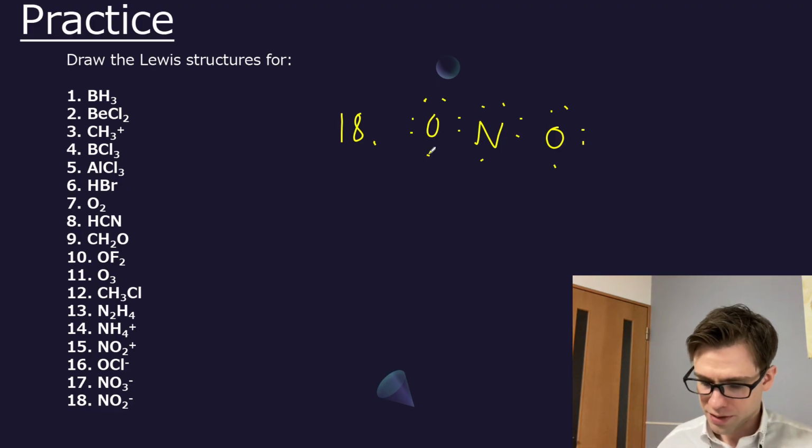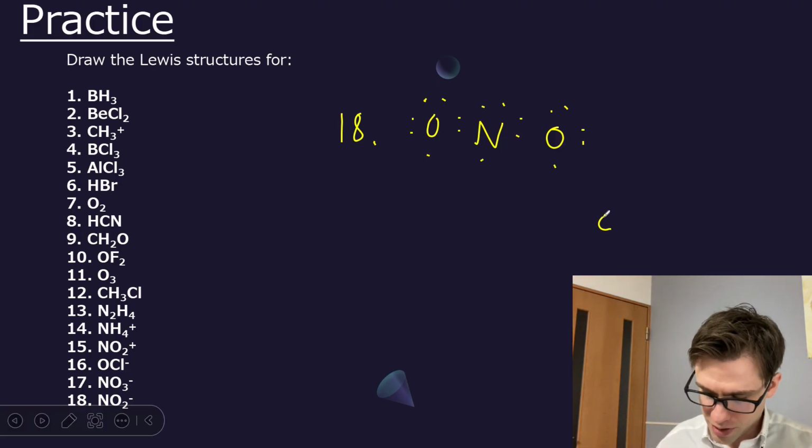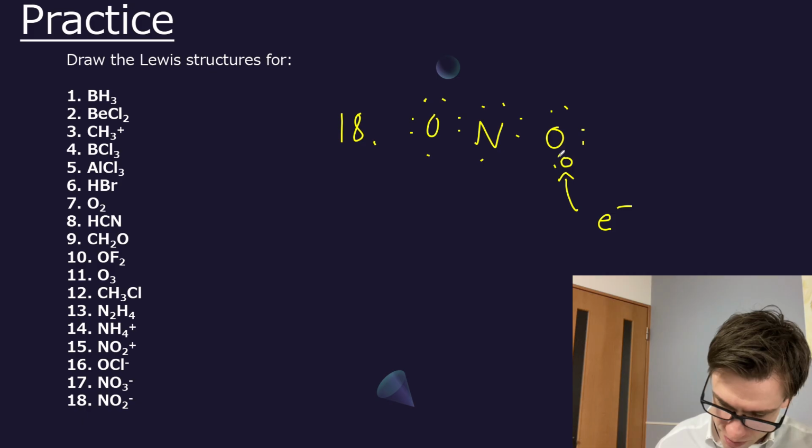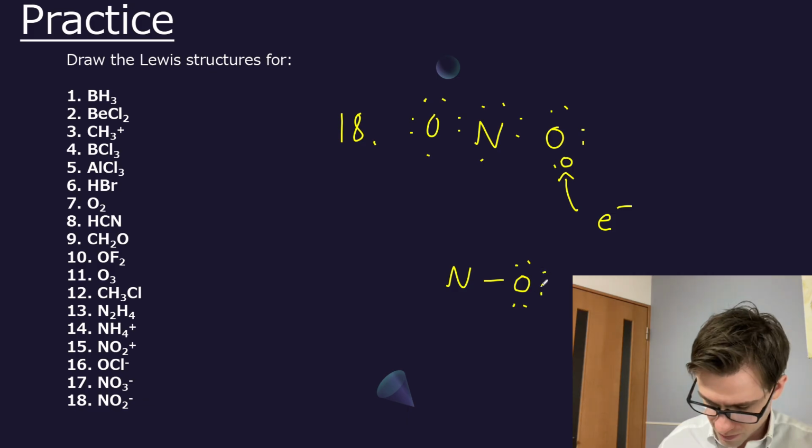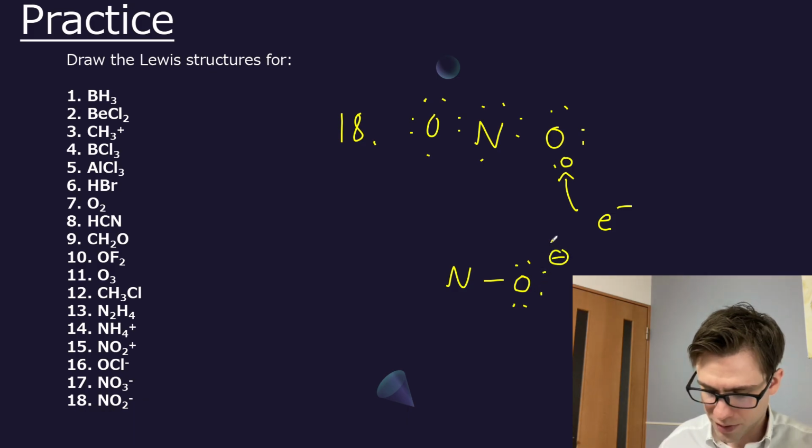NO2 minus. So we have an extra electron that must go somewhere. I'm just going to give it to an oxygen here and fill in this empty space. So when we start to draw the structure, it's going to look like a minus charge on the right where I gave that electron.